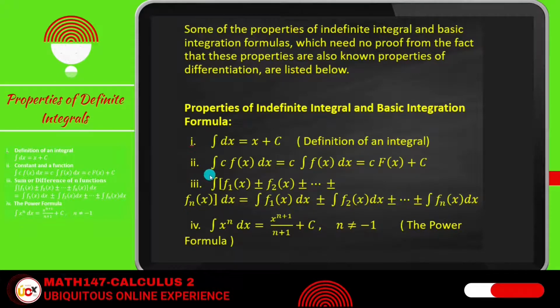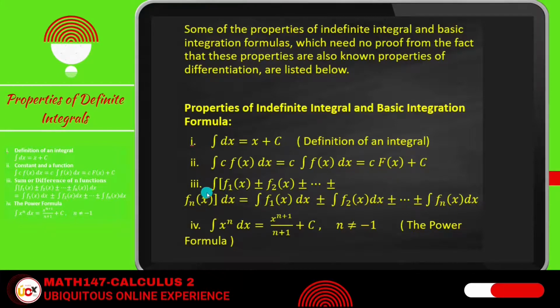Then number 2 is the integral of the product of the constant c and the function f of x times dx. Because c is constant, we factor this out. So we have c times the integral of f of x dx. But from the definition, the integral of f of x dx is big F of x plus the constant c, times the constant c, so you have c times the function big F of x plus the constant c.